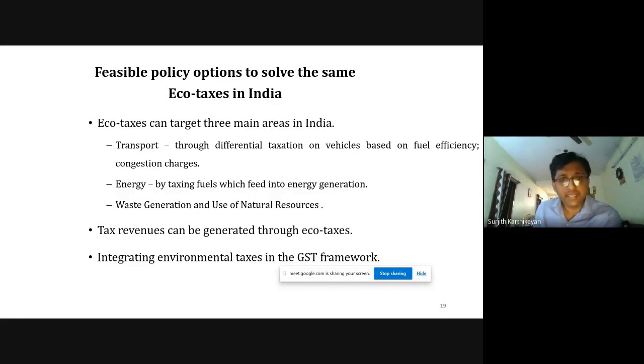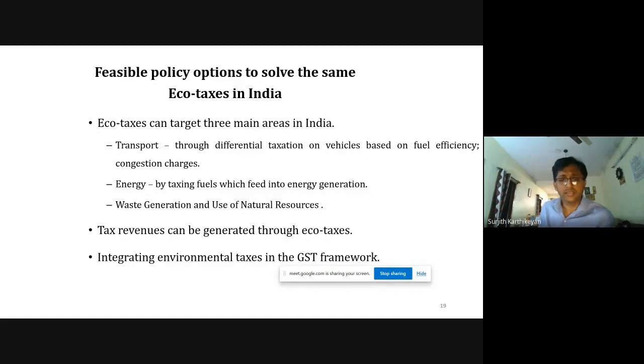Energy, by taxing fuels which feed into energy generation, like coal, taxing coal more, which generates more pollution. Then waste generation and use of natural resources. So these are the three main areas where eco tax could be targeted. Then tax revenue can be generated through eco tax by integrating environmental tax in the GST framework. The Madras School of Economics did an outstanding study on this, on how to integrate eco tax into the GST framework, long back.